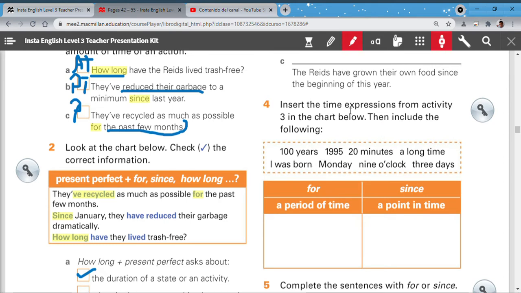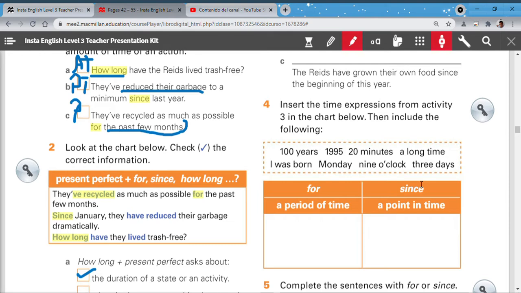Insert the time expression for activities 3 in the chart below. For and since. Remember, when I use for, it's for a period of time. When I use since, a point in time. No, a point in time. Yes, the exact moment when it started. No, last January, last year.